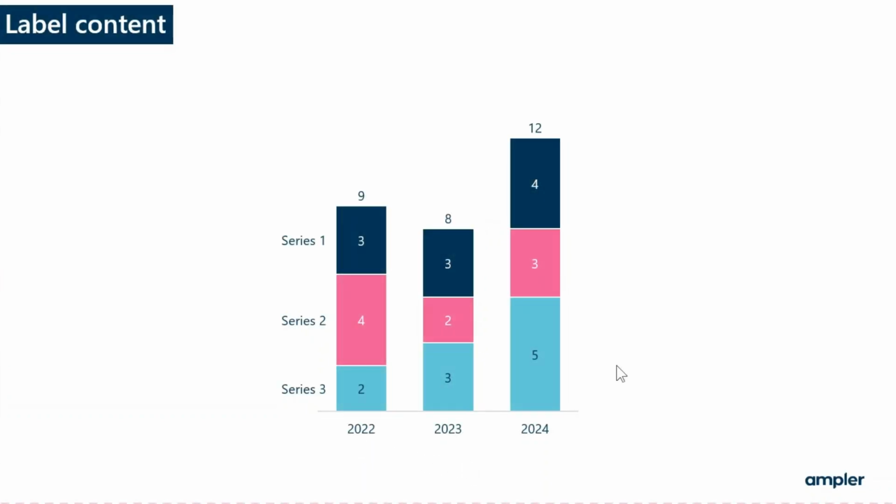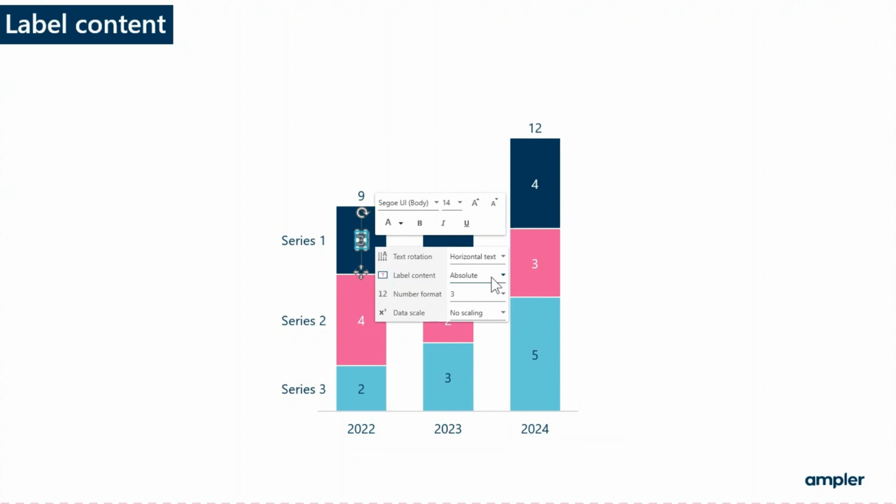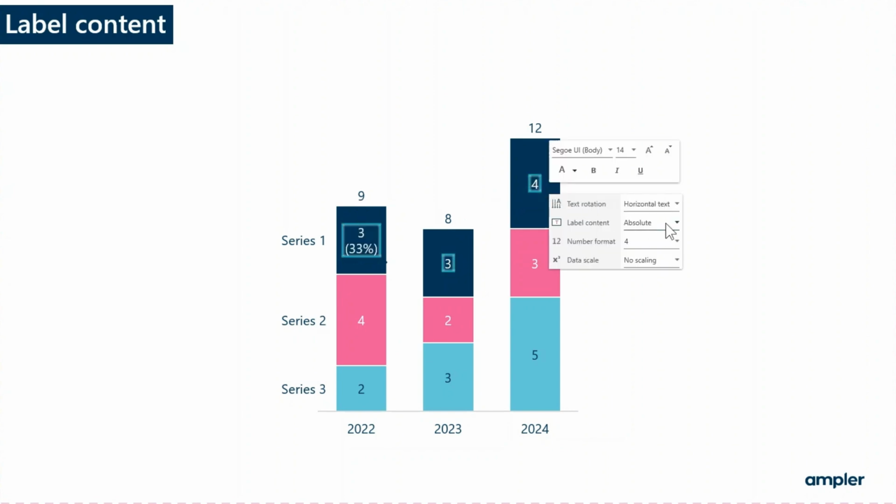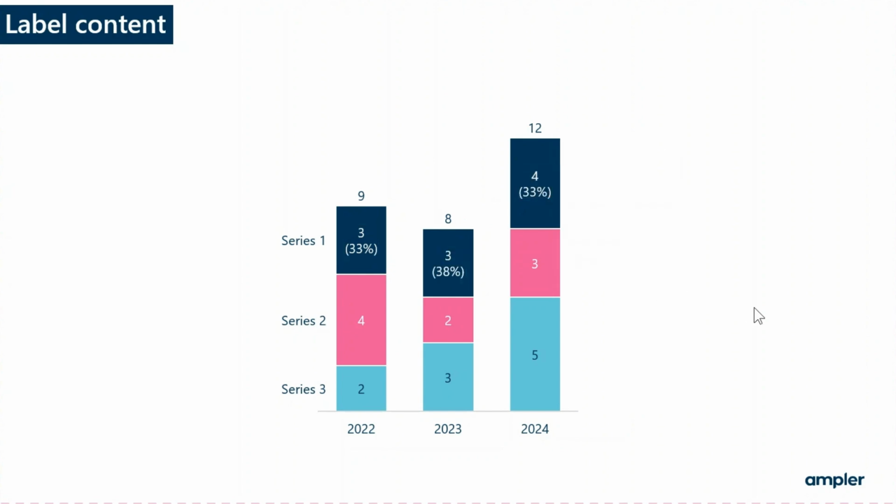Label content options are available for most label types. Select a label and open the drop-down menu for label content to see the options available. In this case, absolute, percentages, series, and category is available. Also, a combination of these can be chosen. Select the desired option and the label will automatically update. To update multiple labels, simply select them and go through the same steps, and all labels will be updated.